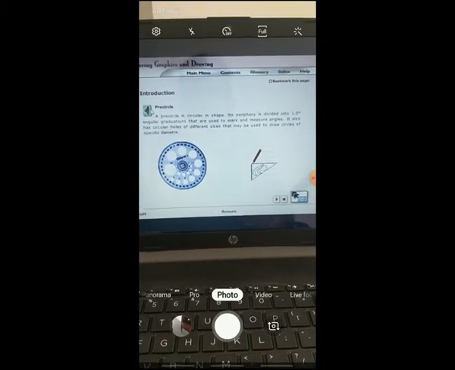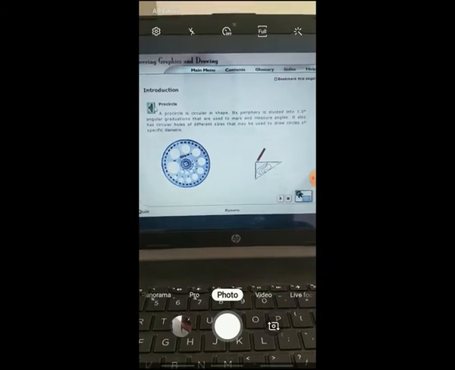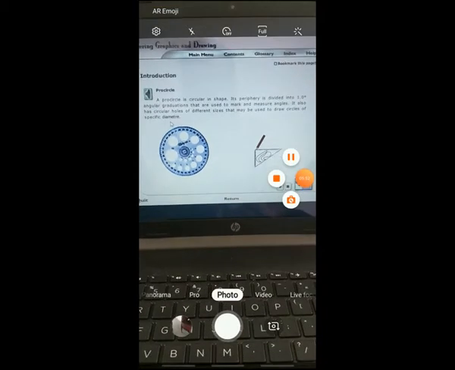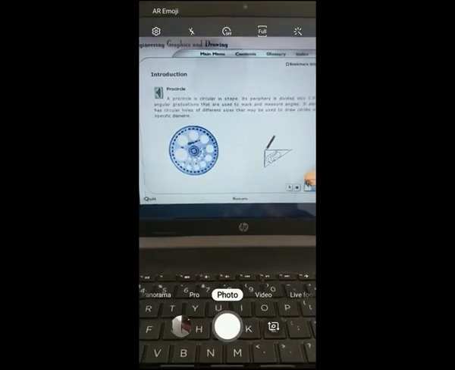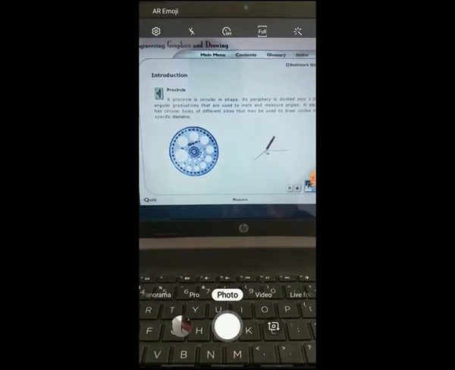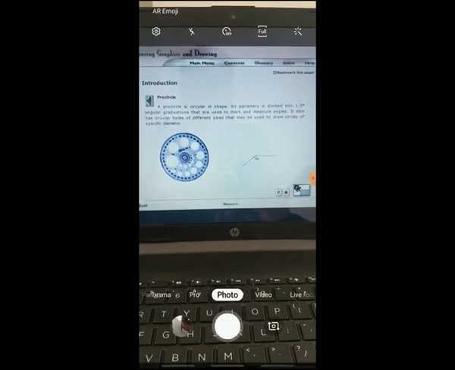Protractor circle. A protractor circle is circular in shape. Its periphery is divided into 1.0 degree angular graduations that are used to mark and measure angles. It also has circular holes of different sizes that may be used to draw circles of specific diameter.